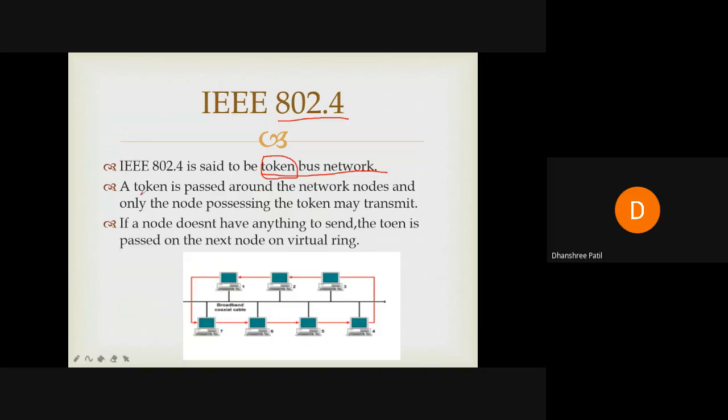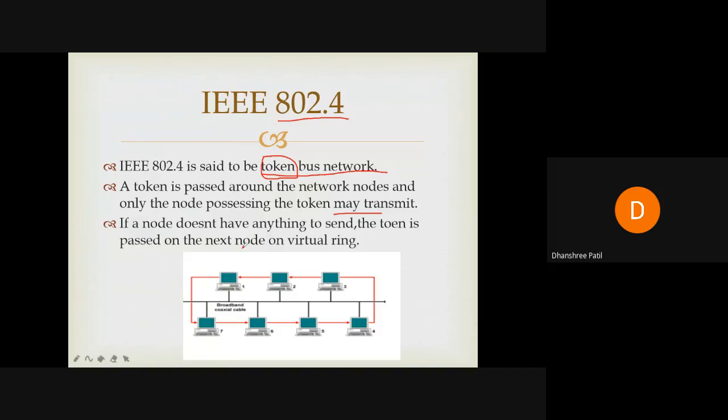Okay, then the token is passed around the network nodes and only the node possessing the token may transmit. As I told you, the token is continuously moving within this network, and the node which wants to send a frame or data should have the token with it, and only that node can transmit the frame.